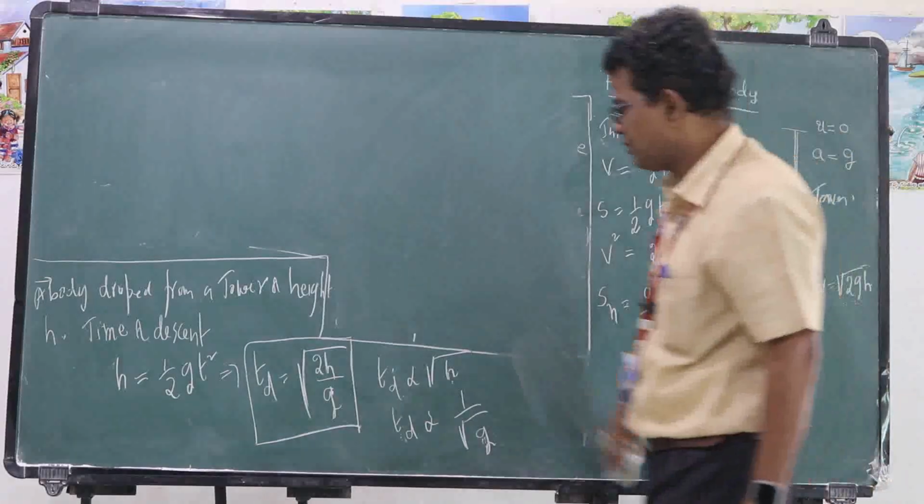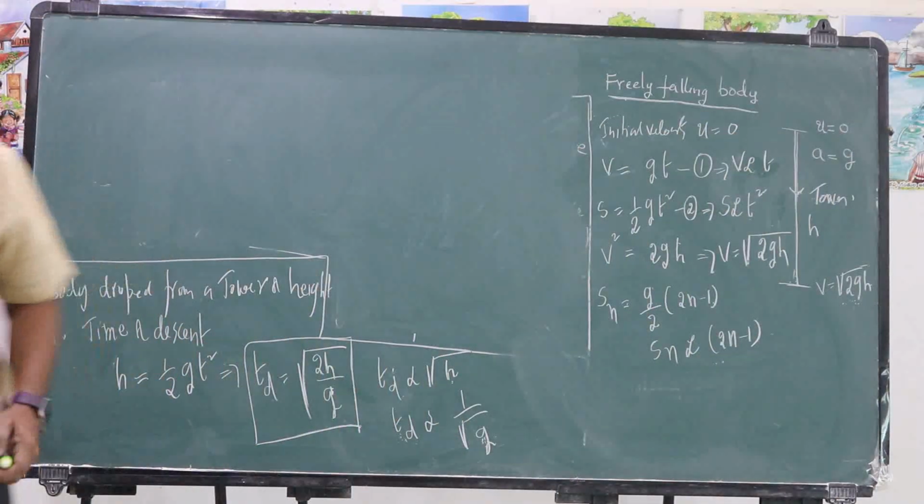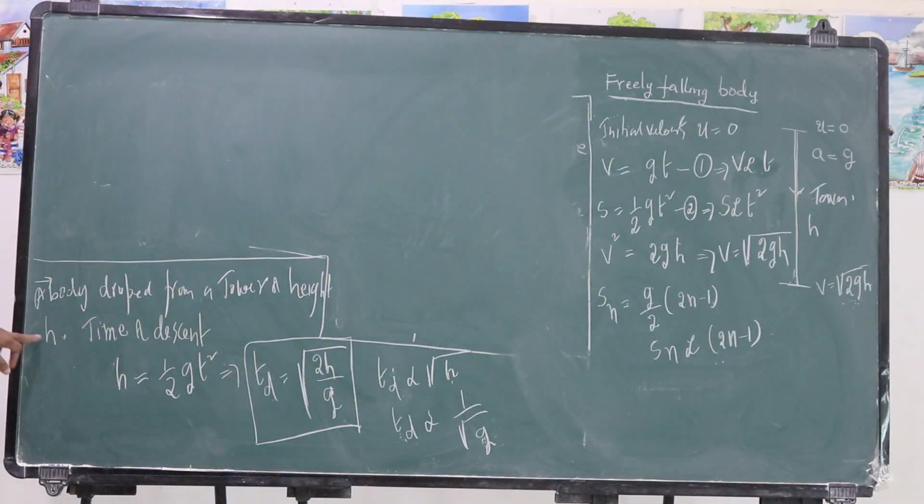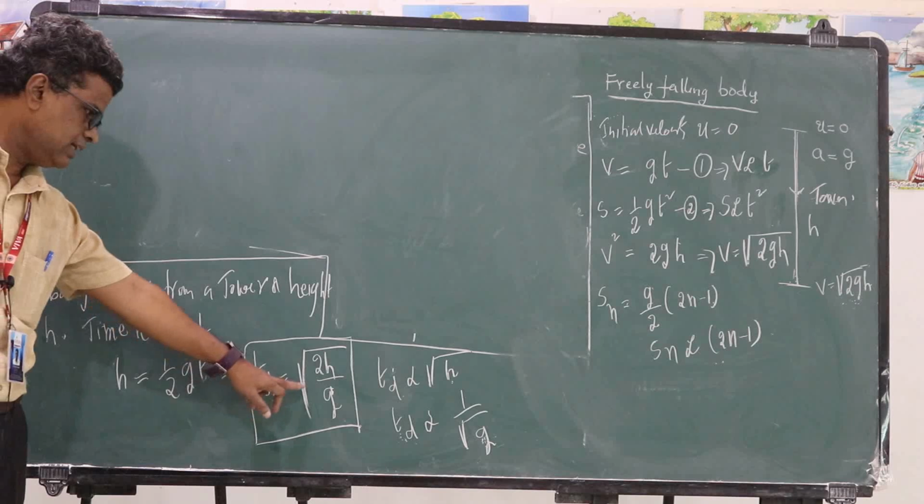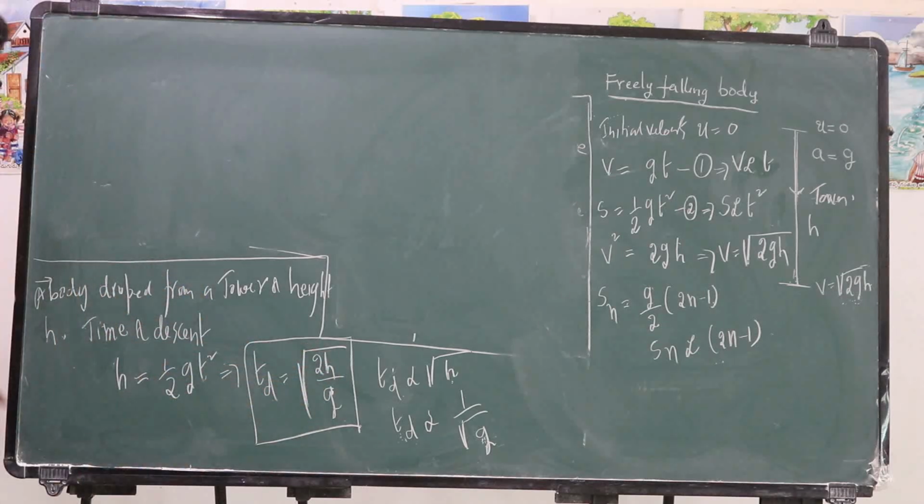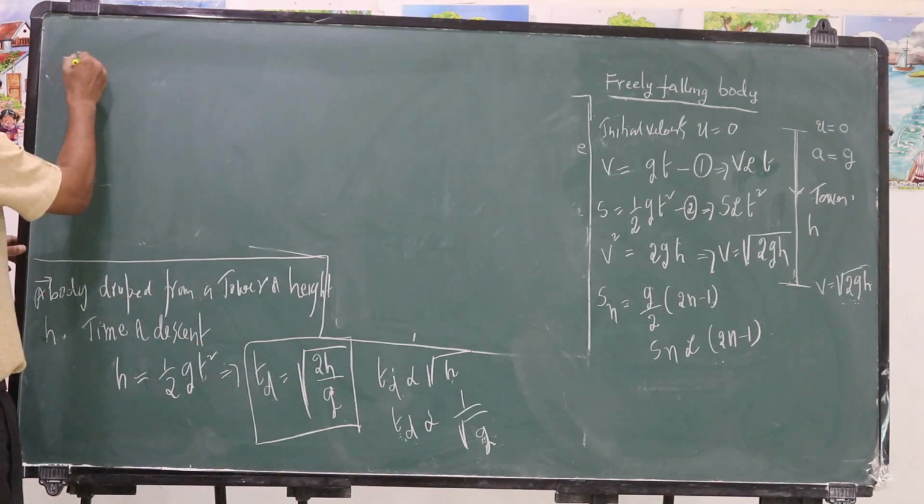So a body is dropped from a tower of height h. How much time will it take to reach the ground? That is called the time of descent. I applied s = ut + half at square with u = 0. Then s becomes h, h = half gt square. So t, the time of descent, is square root of 2h by g.